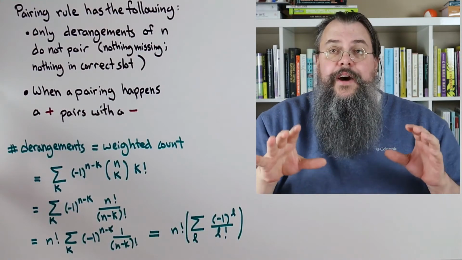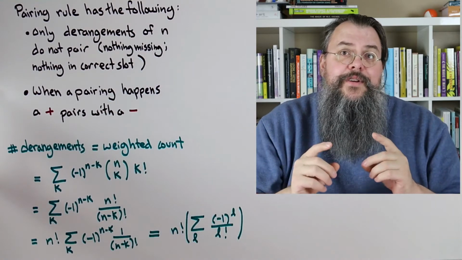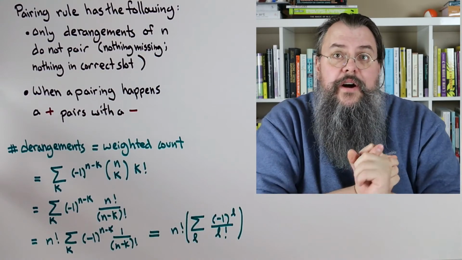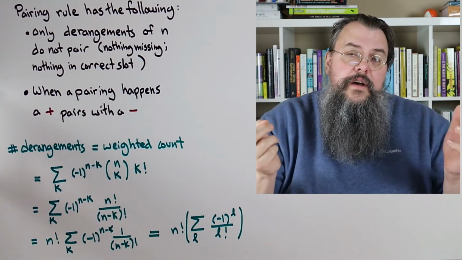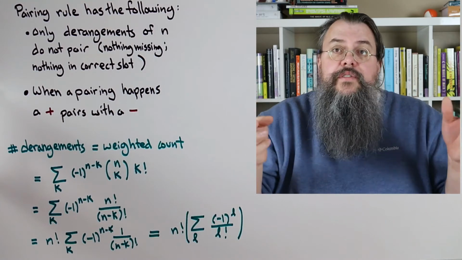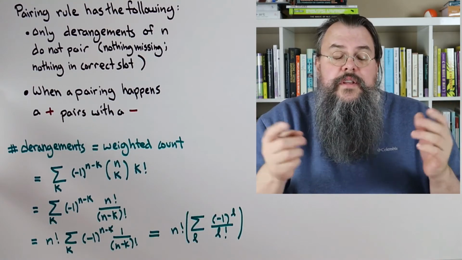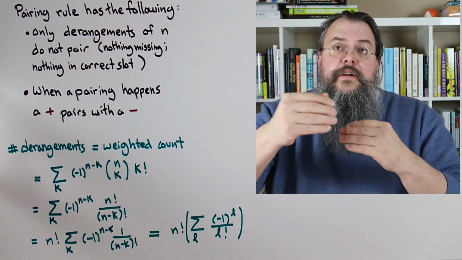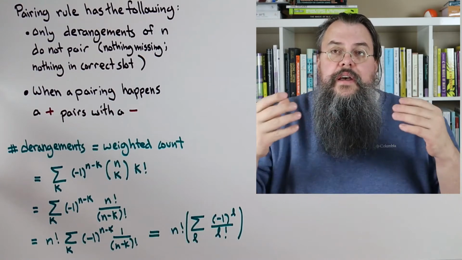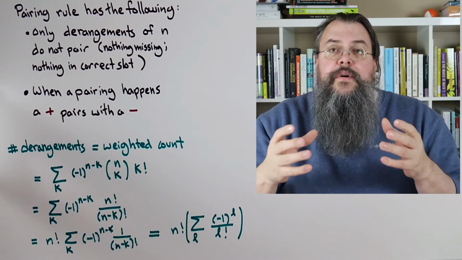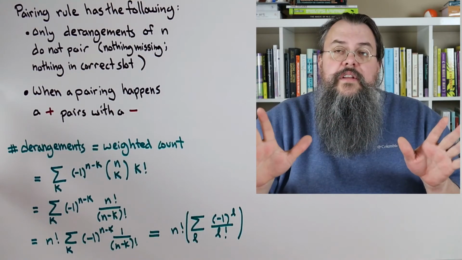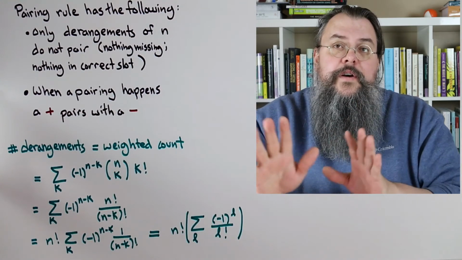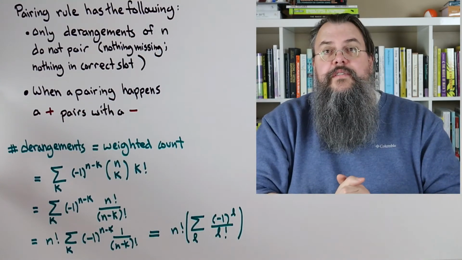So we've already said this out loud, but we'll say it again. Our pairing rule has the following 2 important properties. The only things that don't pair are the derangements. Everything is in the wrong place, but everything is also there, and so there's nothing to pair with. The other important thing is that whenever we pair, a plus gets paired with a minus. And so at the end of the day, when we add everything up, all the pluses and minuses cancel off except the pluses with the derangements. And therefore, our final count will be the number of derangements.